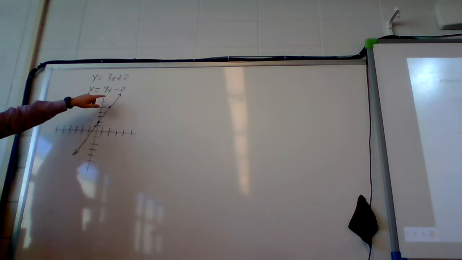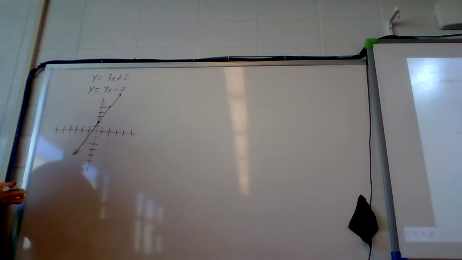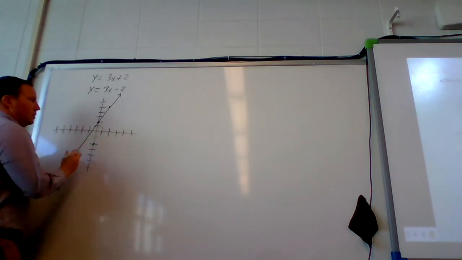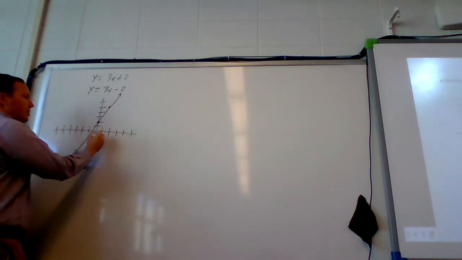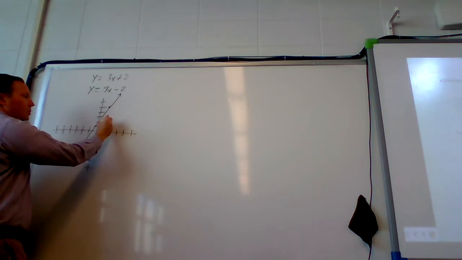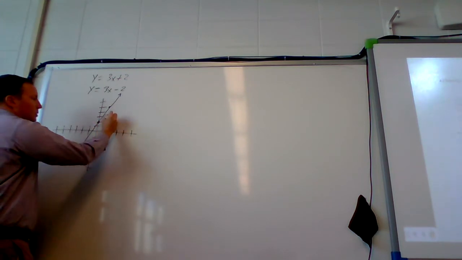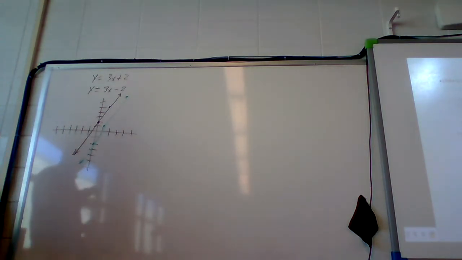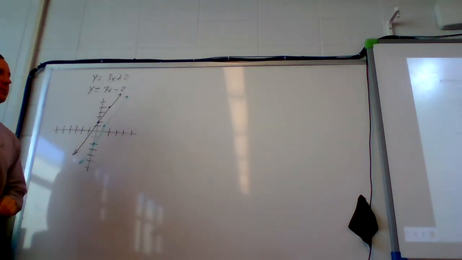Our next equation says y equals 3x minus 2. So this time our y-intercept is at negative 2. Again, slope is 3, so up 3, to the right 1. Not the straightest line, but there we go. There are our parallel lines. Again, they don't cross each other. There is no intersection, so there is no solution.